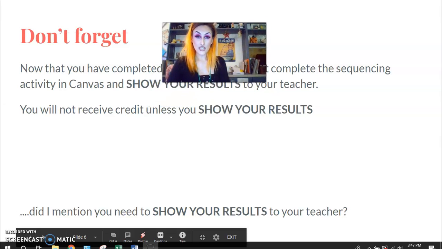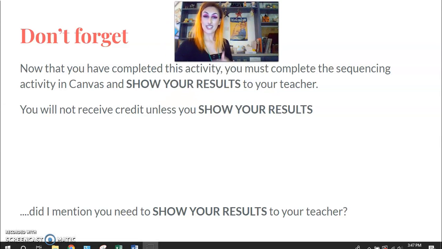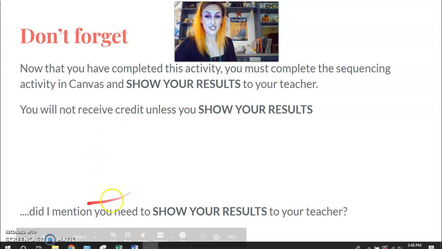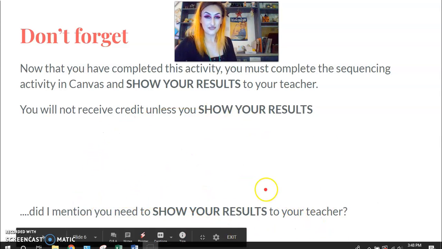And I also want to remind you, after you're done filling out these notes, you have an activity in Canvas, the sequencing activity, where you're going to have to put these steps that I just talked about in order. Once you do that, you need to come show me, or whoever your teacher is, that you completed this section so you can get credit for it. You have to show your results to your teacher. You will not receive credit unless you show us your results. I'm just going to reiterate this. Show your results to your teacher. Okay, you won't get credit unless you do. All right. Happy sequencing.